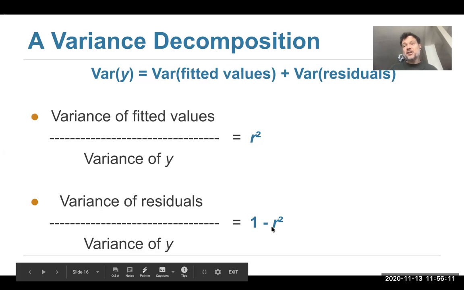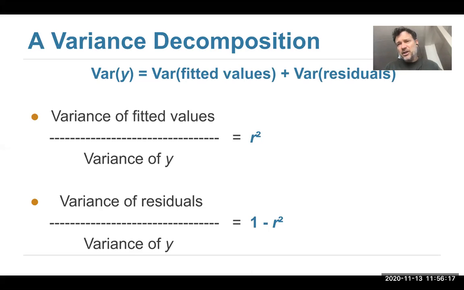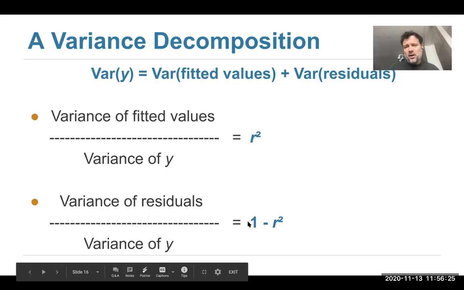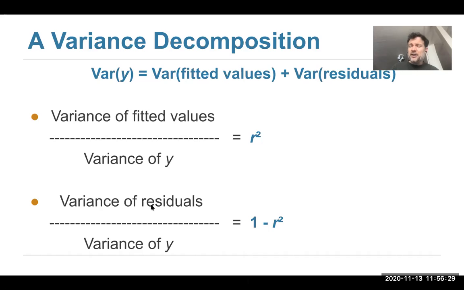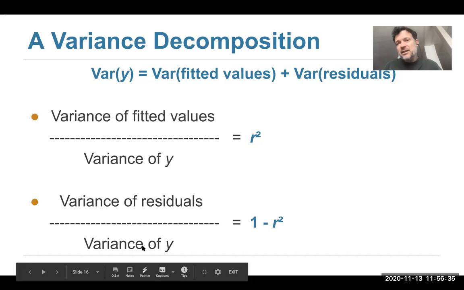So if r is close to 1, that means you have a strong association, and knowing x really helps you make a prediction, really reduces the amount of error in your prediction. And if r, the correlation coefficient, is close to 0, r squared will be close to 0. 1 minus r squared will be close to 1. So what this is telling you is the error in your prediction when you know x will be almost as large as the error if you didn't know x.